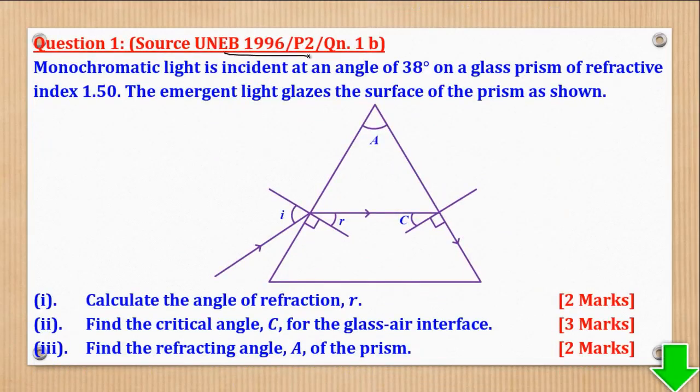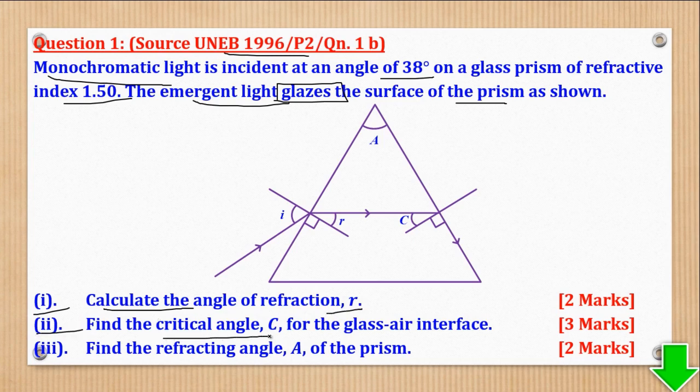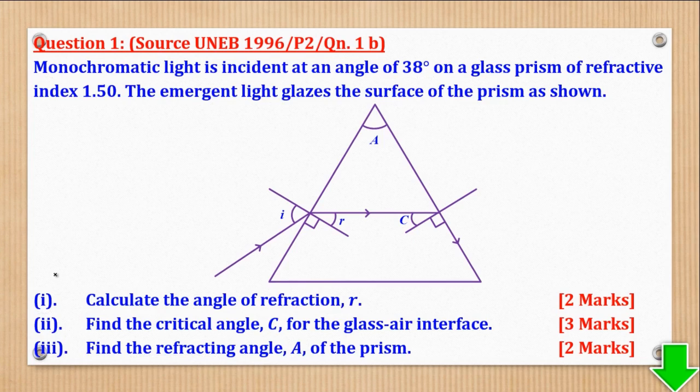Question 1 came from UNEB 1996, paper 2, question 1b. And it says, monochromatic light is incident at an angle of 38 degrees on a glass prism of refractive index 1.5. The emergent light grazes the surface of the prism as shown. Roman 1. Calculate the angle of refraction R. Roman 2. Find the critical angle C of the glass-air interface. And Roman 3. Find the refracting angle A of the prism. So we shall start with Roman 1.